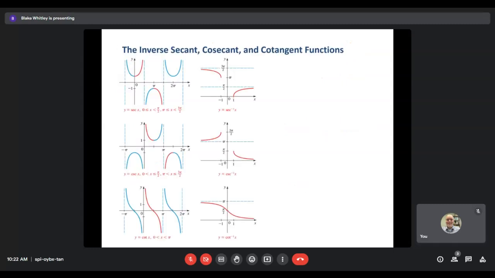And then the final thing in this section, we're not going to do any work with the inverse secant, cosecant, and cotangent functions, but just so you can see visually what they look like, here are the graphs of those, and why we restrict their domains the way we do, so that we actually do get functions when we take the inverse. Again, no examples for this, but just so you can see visually what those inverses would look like. And I'll never ask you to actually graph these functions either.